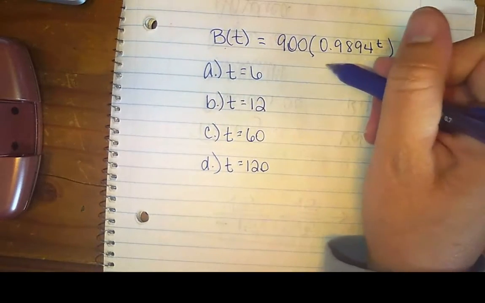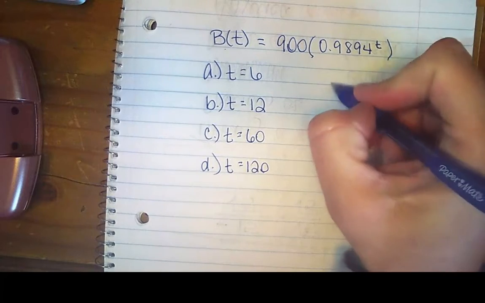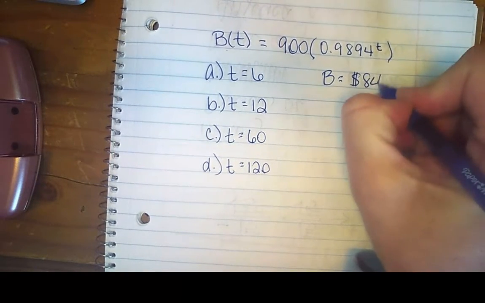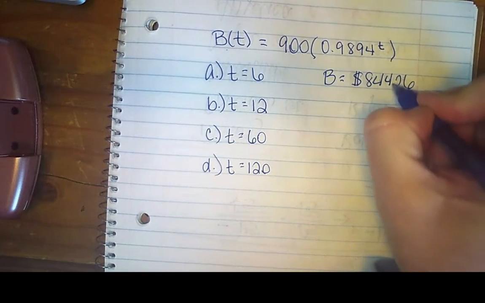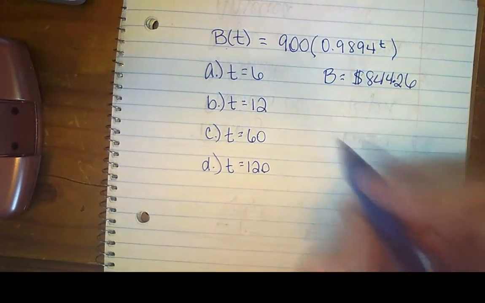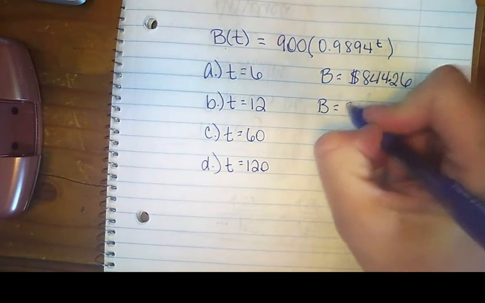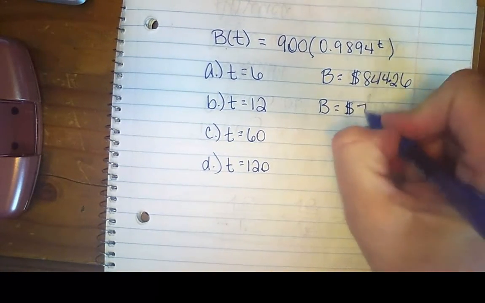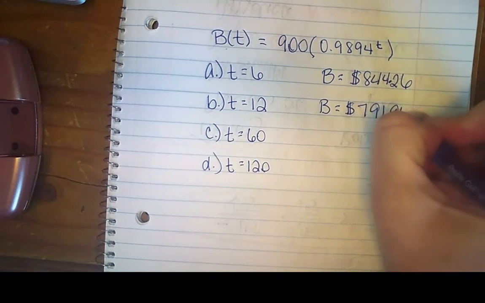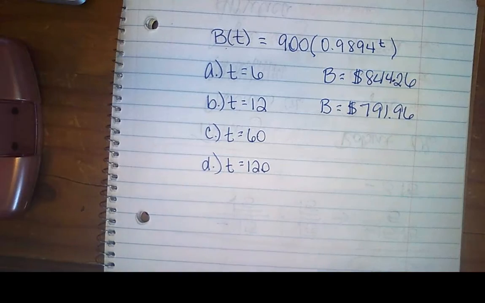Remember, I started with $900. That gives me a balance of $844.26. So let's do it for 1 year. If I do this for 1 year, I get an answer of $791.96. So my balance, and remember, I have not bought anything. I've not done anything except pay my minimum balance every month.